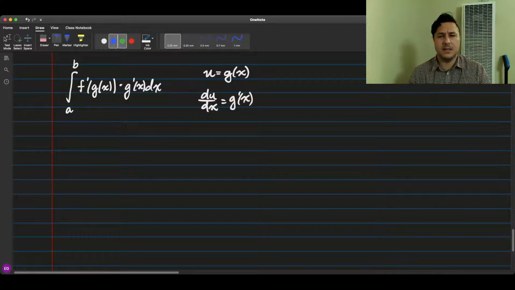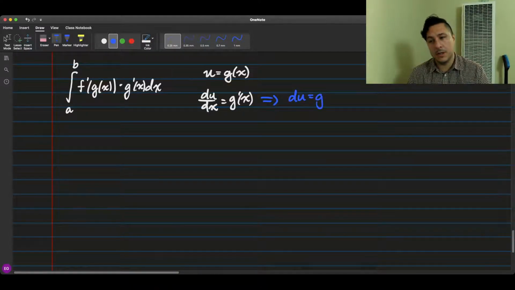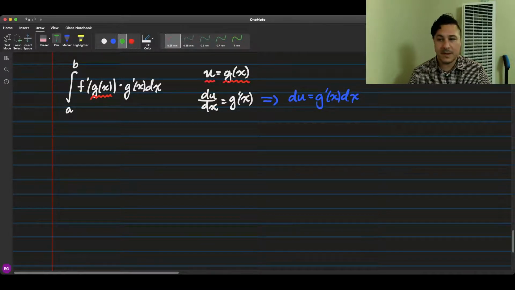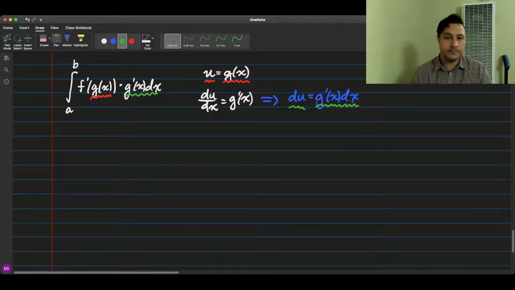And then let's change that a little. We're going to multiply both sides by the differential, so we'll get du equals g prime of x dx. So wherever I see a g of x will now be replaced with a u. And wherever I have g prime of x dx, that will be replaced with du.